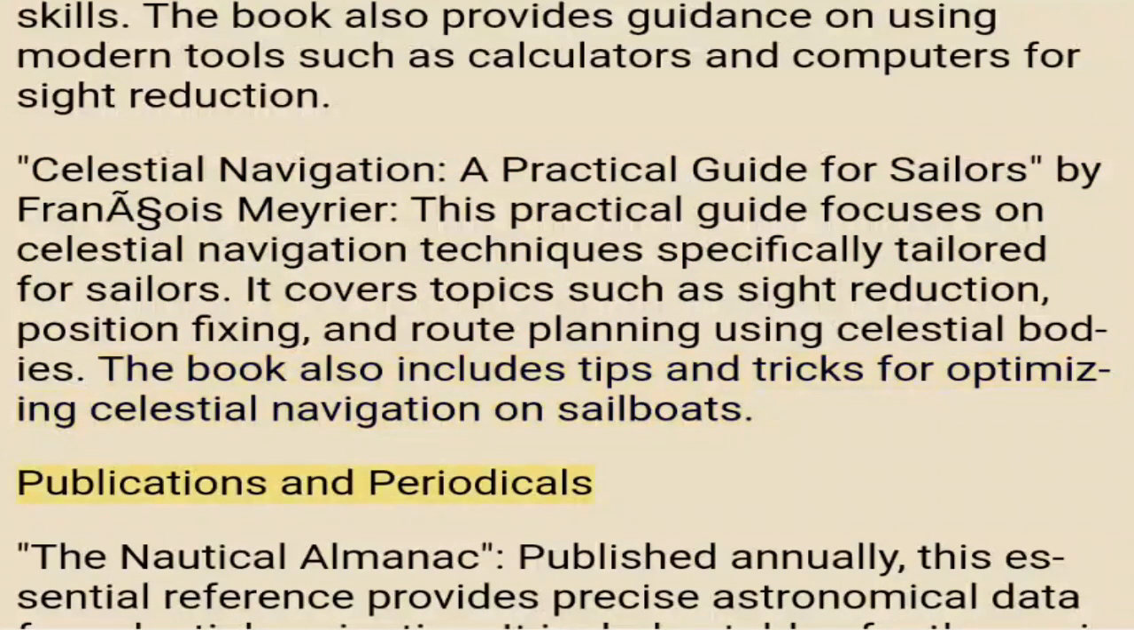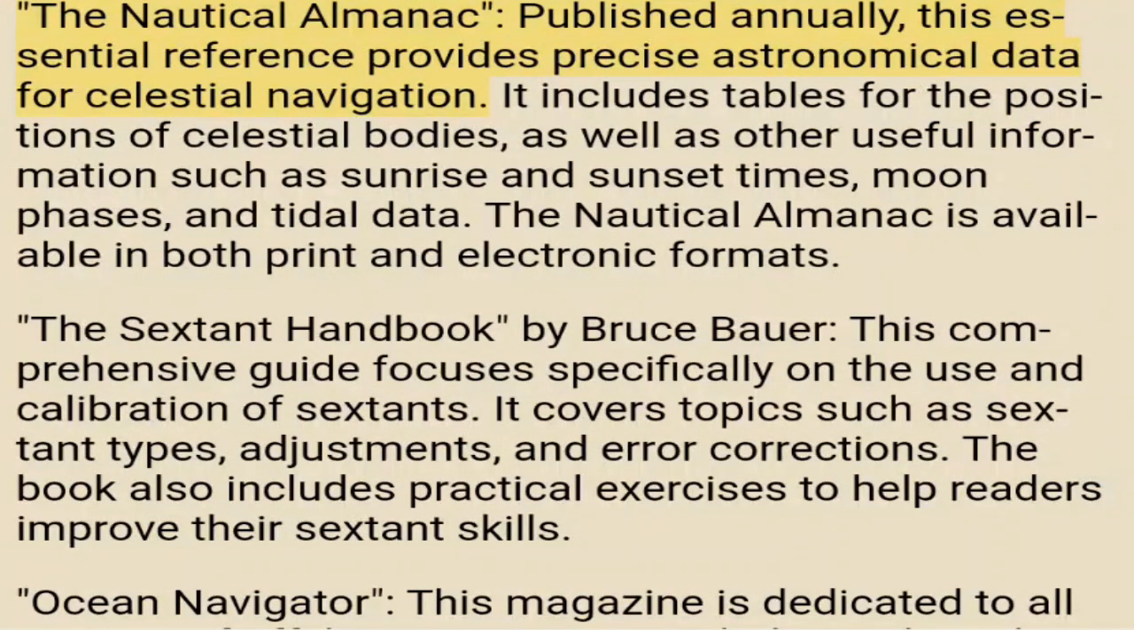Publications and periodicals. The Nautical Almanac, published annually. This essential reference provides precise astronomical data for celestial navigation. It includes tables for the positions of celestial bodies, as well as other useful information such as sunrise and sunset times, moon phases, and tidal data.